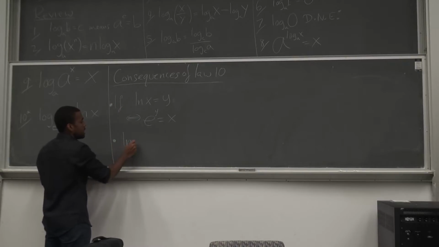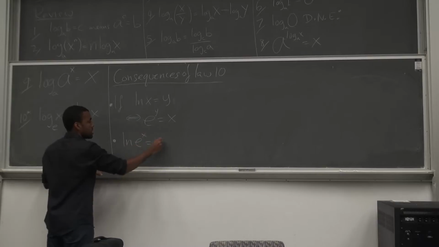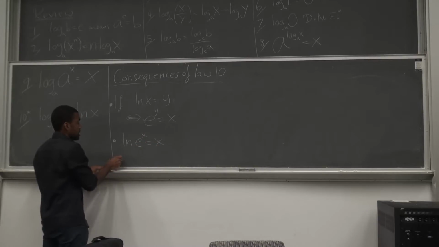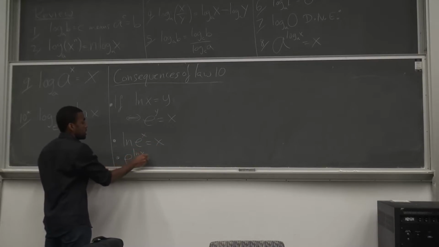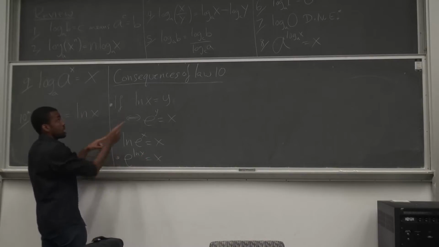Also, if I take ln of e to something, it just gives me the thing. If I take e to the ln of something, it just gives me the thing. That's based on laws 8 and 9.